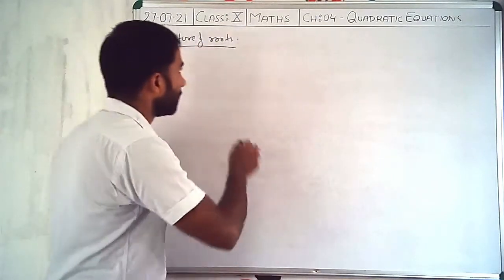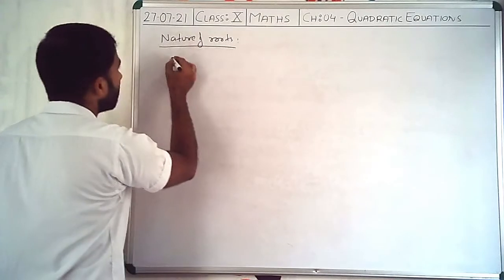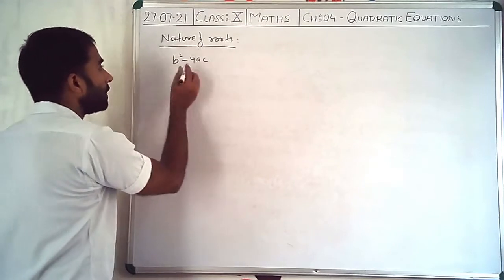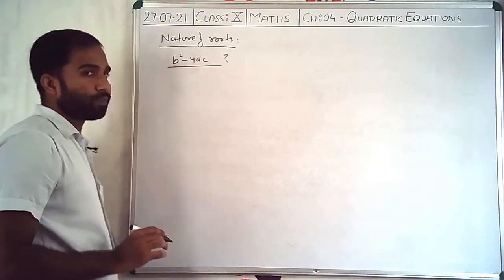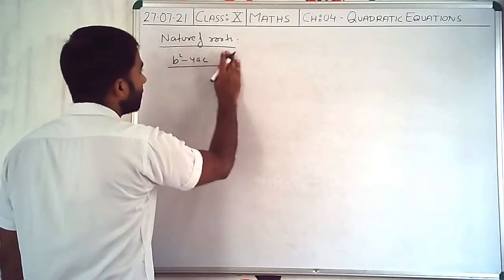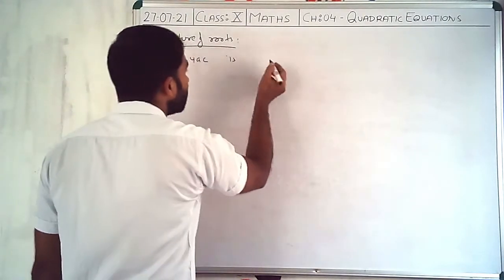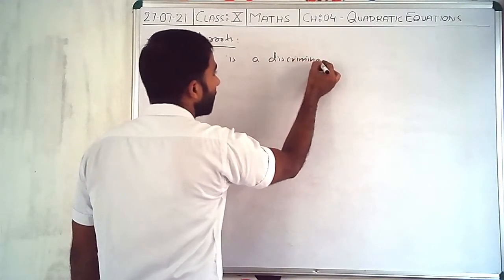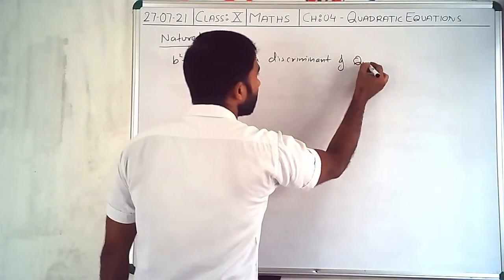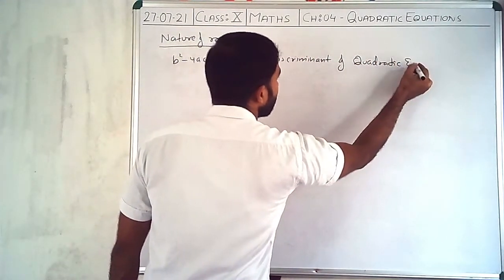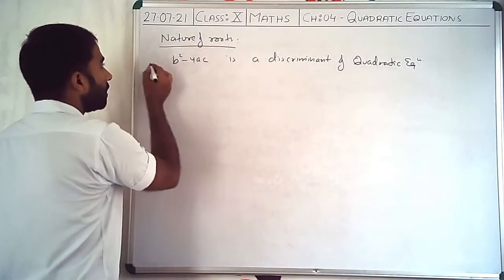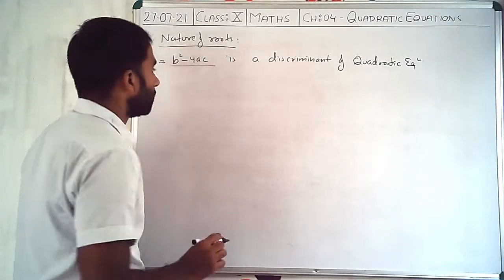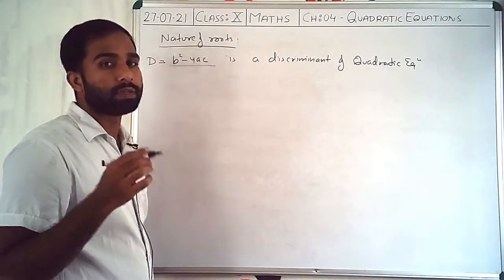First of all, we need to understand the meaning of b square minus 4ac. What is b square minus 4ac? It is the discriminant of a quadratic equation, and it is also represented by capital D. Now there are three cases that will arise.